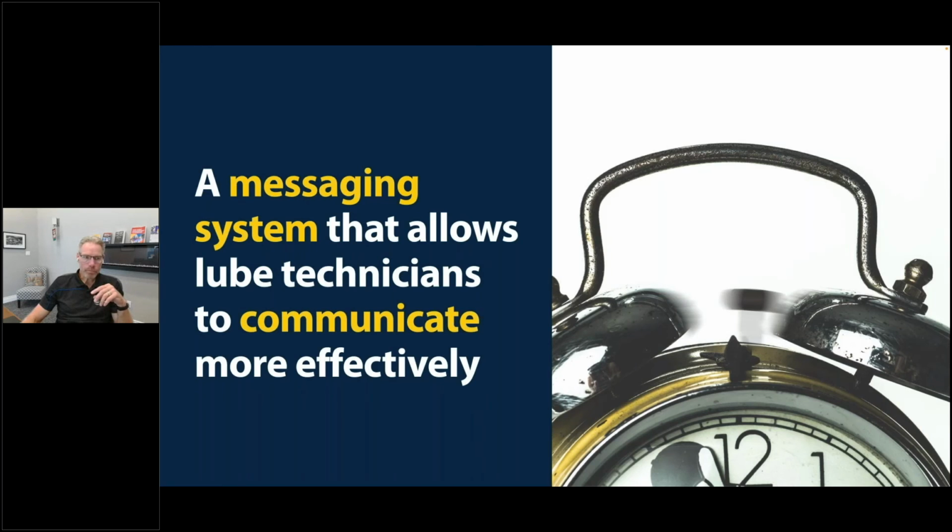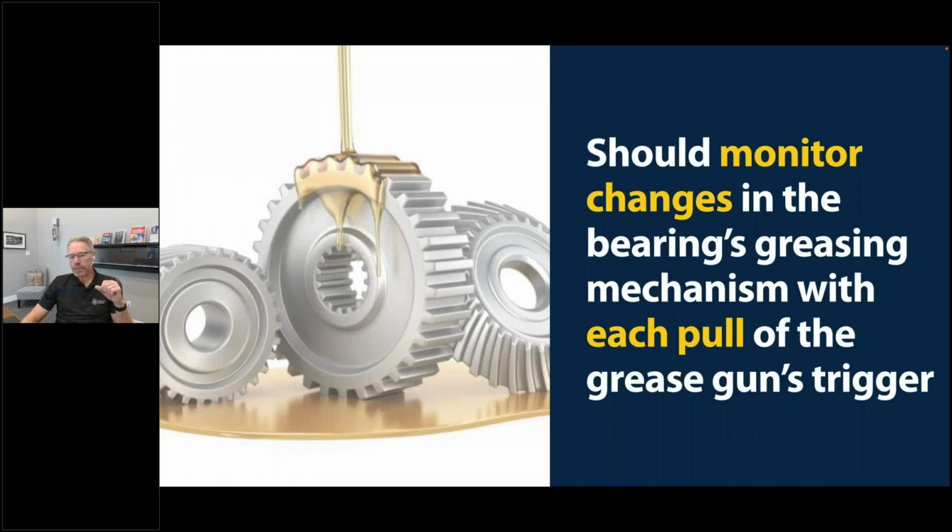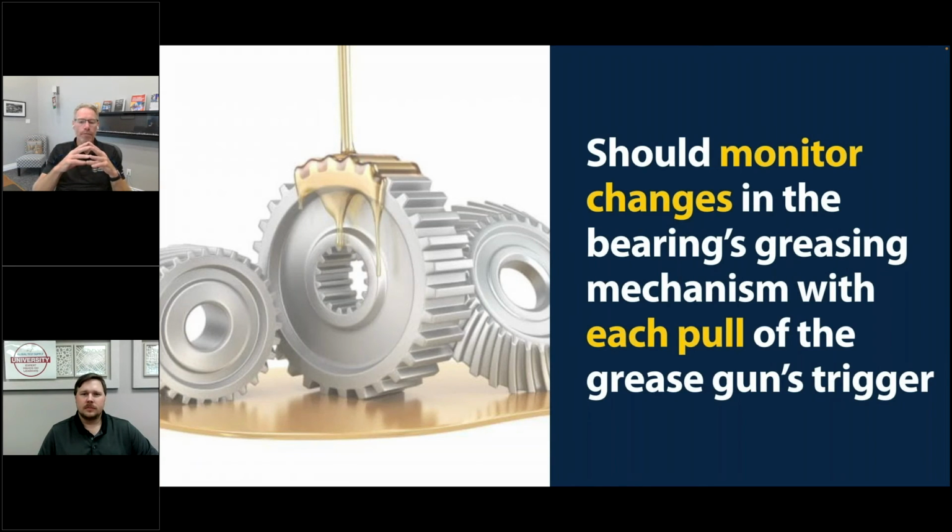Ultrasound assisted lubrication solutions should monitor the change in the bearing's greasing mechanism every time you pull the grease gun's trigger. If you don't have that feedback, you're going to end up over greasing your bearings. If you don't have the feedback on the condition of the bearing, how do you even know that the bearing is due for lubrication? There's a pretty good chance that maybe it's not time because the interval that you've set for your bearing is wrong. The time interval I'm talking about for relubrication is wrong.